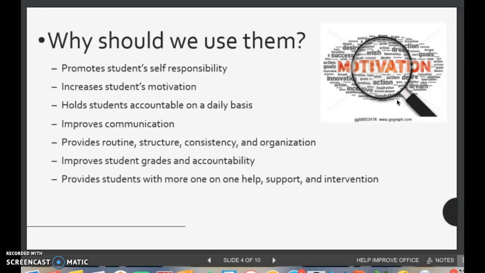It holds them accountable. It provides students with more one-on-one help, support, and interventions. So that one-on-one help comes from the teacher when you all talk about it, and being supportive of them and saying, good job, or giving them rewards for when they meet goals, or just rewards for doing something correct. That's that support that they need, and I think that will definitely make that behavior that you're wanting continue.